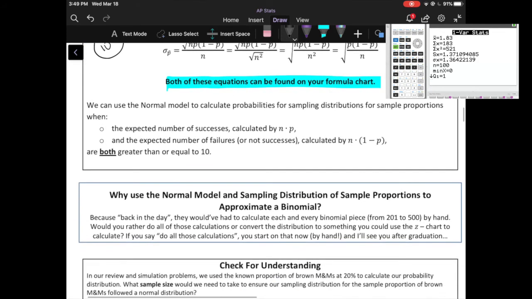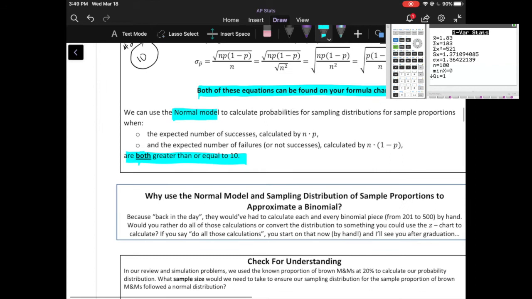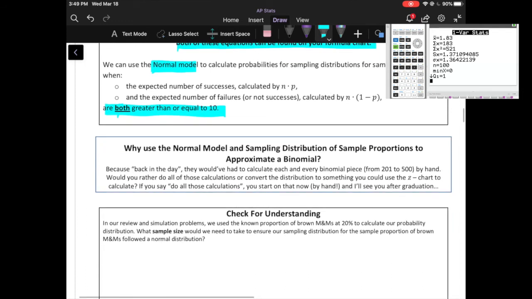You can use the normal model to calculate probabilities for the sampling distribution of sample proportions when the expected number of successes, calculated by n times p, and the expected number of failures, calculated by n times 1 minus p, are both greater than or equal to 10. So you can only say that something is normal if both of these conditions are met. Okay, if one condition is met but not the other, you have to use a binomial distribution.